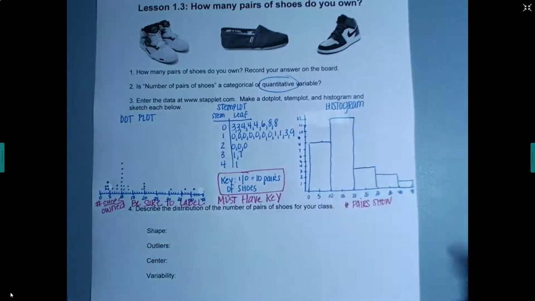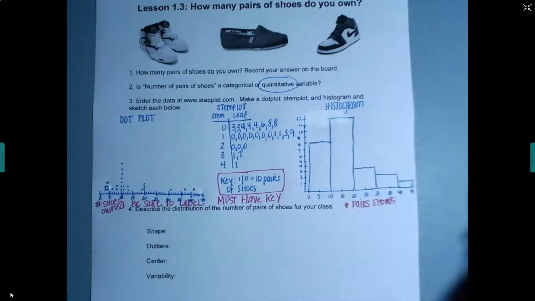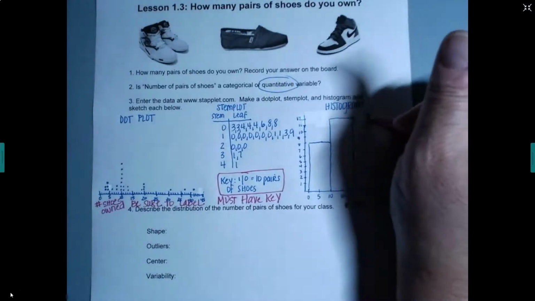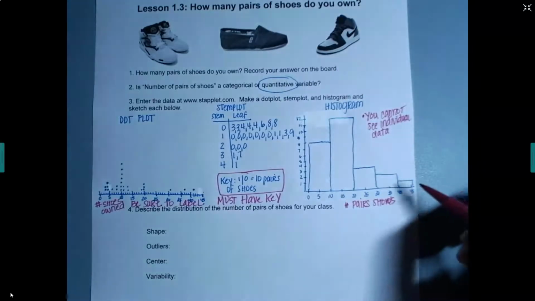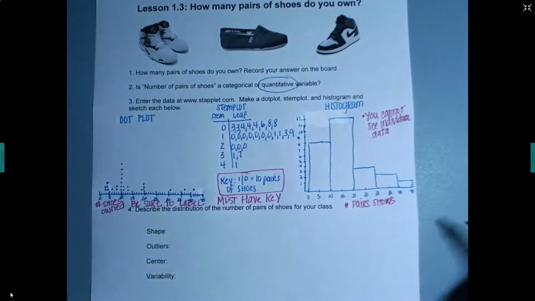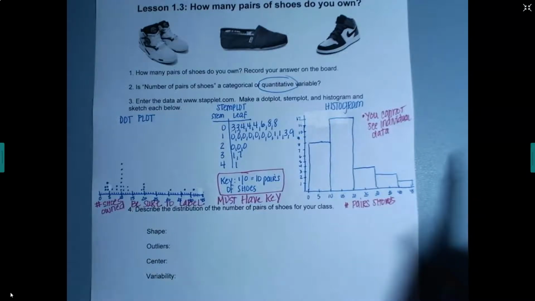So on your histogram, you cannot see the individual data points. So you cannot see individual data. It's very useful. You can see a lot with it, but you cannot see the individuals. You can't see the individual data. Okay? But we can see shape, and that's something that's very important. We're going to talk about that in just a second.